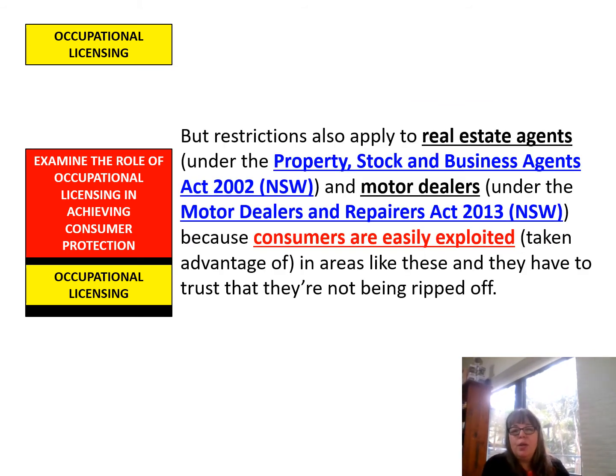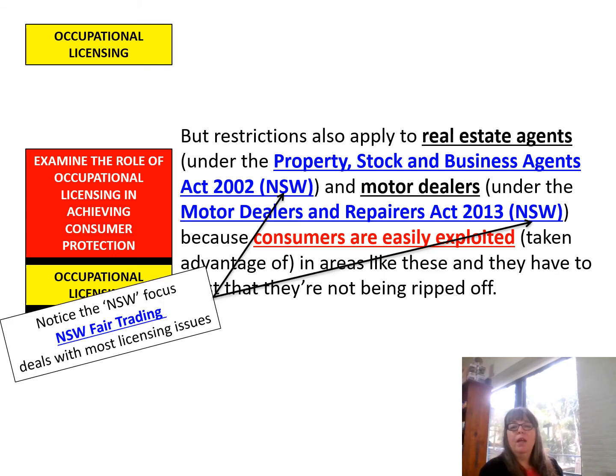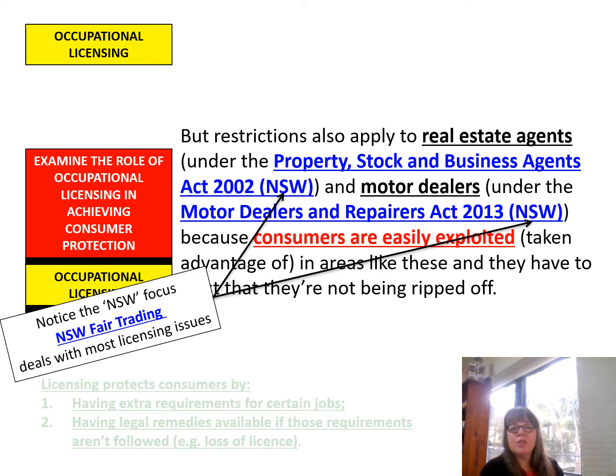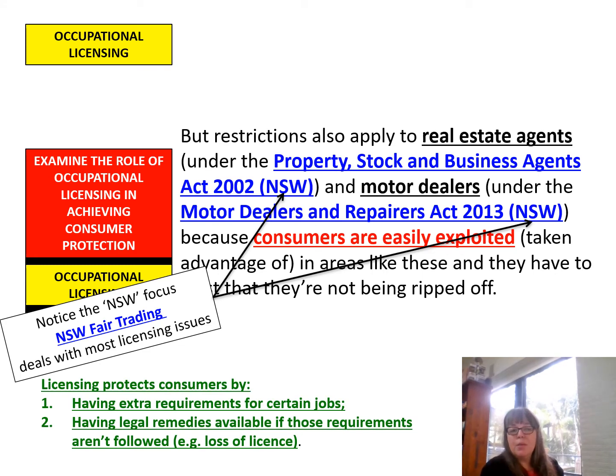Okay, restrictions also apply to real estate agents under the Property Stock and Business Agents Act of 2002 and motor dealers under the Motor Dealers and Repairers Act of 2013. Because consumers are easily exploited, that is taken advantage of, in areas like these, and they have to trust that they're not going to be ripped off. You'll notice both of the acts are New South Wales law, which means that New South Wales Fair Trading deals with most licensing issues. Licensing protects consumers by having extra requirements for certain jobs and having legal remedies available if those requirements aren't followed. So, for example, they could lose their licence.